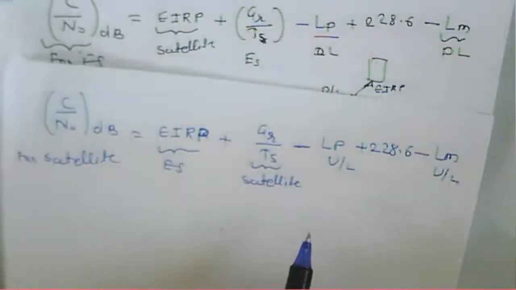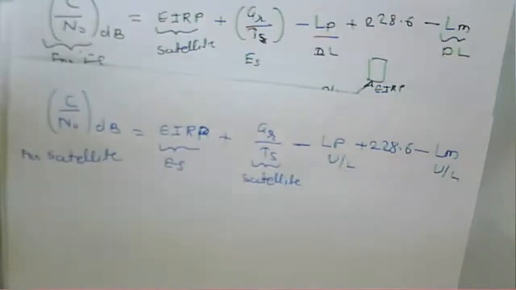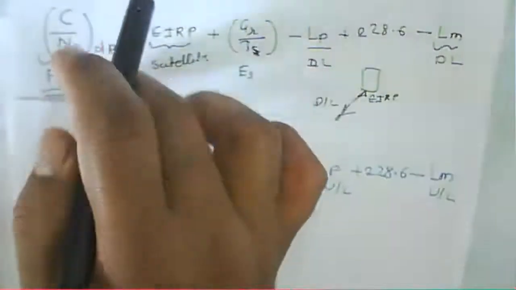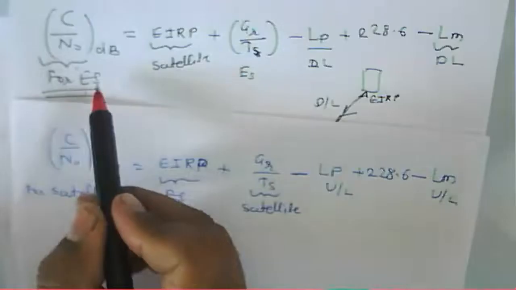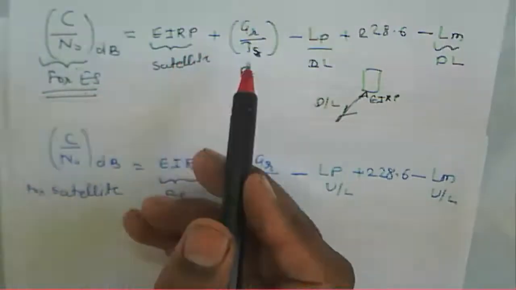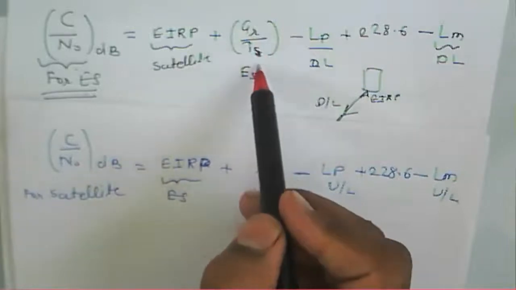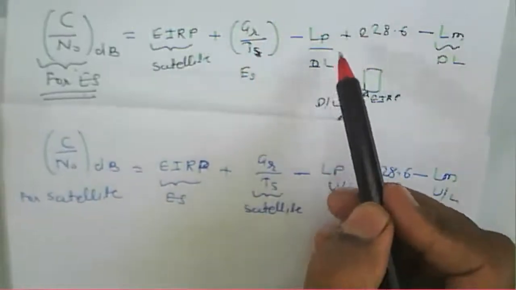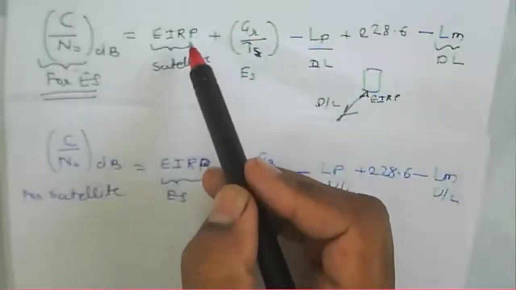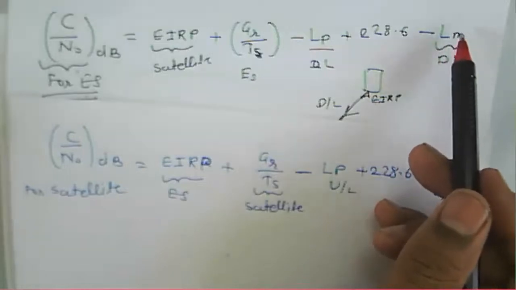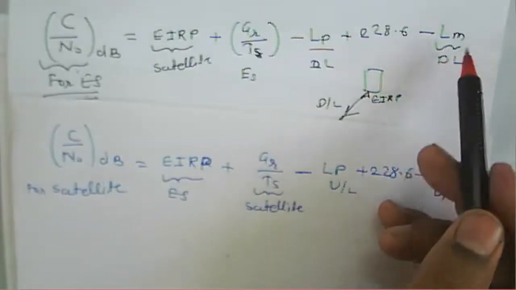Now if you see here, in this case this one is about the carrier to noise ratio at Earth station. So in that case, satellite transmitting the signal, and then the gain of the receiving antenna, so that's GR by TS. Then path loss, that is satellite sending the signal from the satellite to the Earth station, so that's why it is downlink. Fixed constant term. Then a system margin, that is for the downlink.